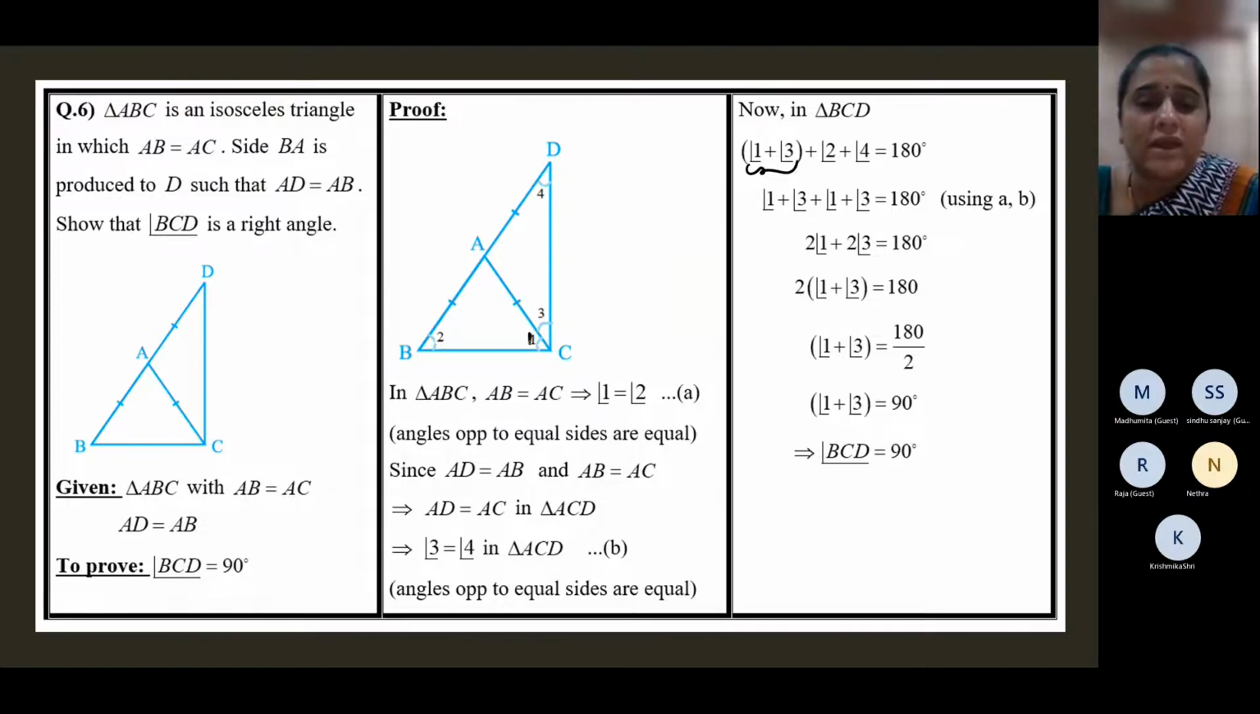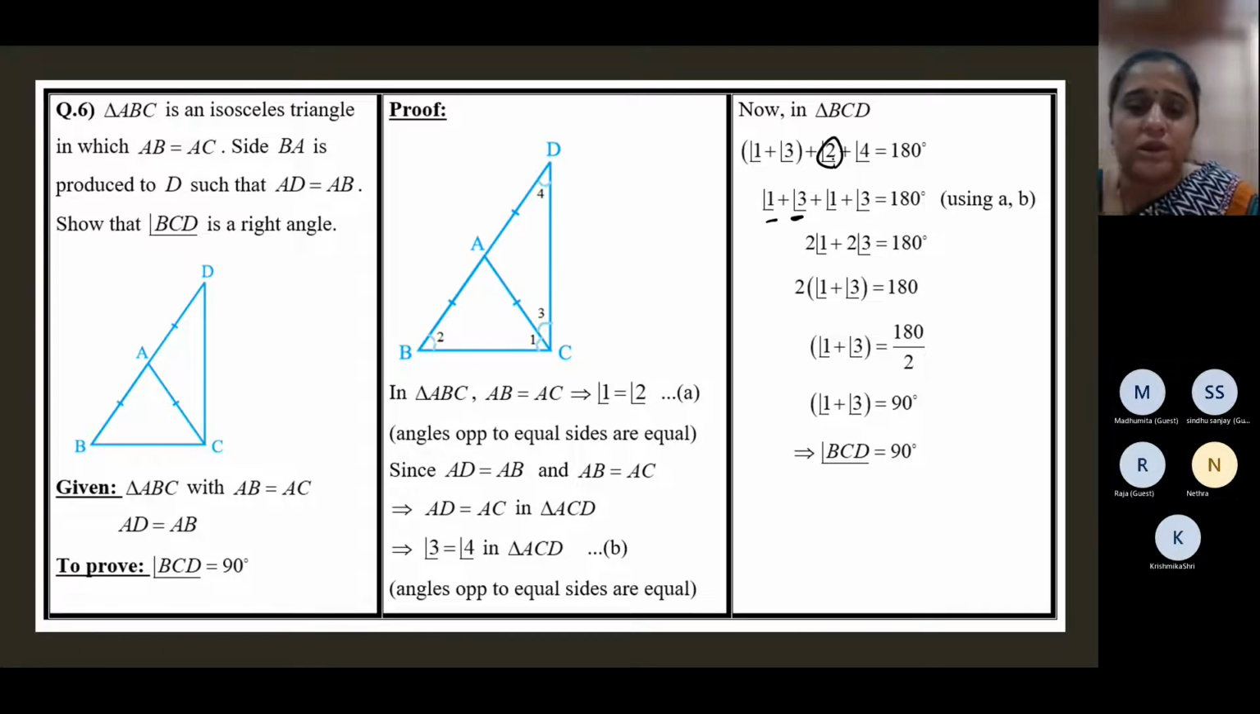So you want only angle 1 and angle 3. You don't want 2, you don't want 4. You want only 1 and 3, because 1 plus 3 is only BCD. What is BCD? Angle BCD is equal to 1 plus 3. So you don't want 2 and 4. So what you do, you write 1 and 3 as it is.